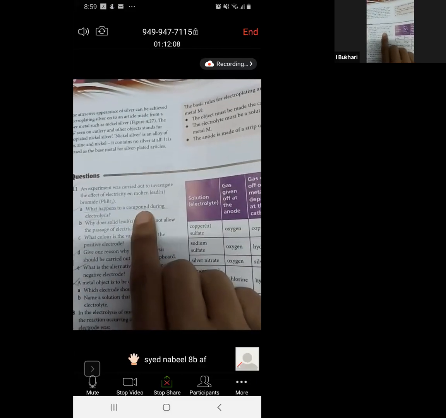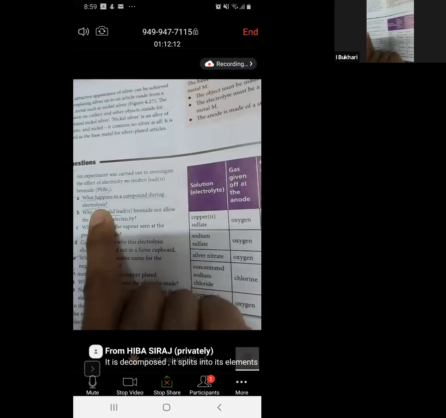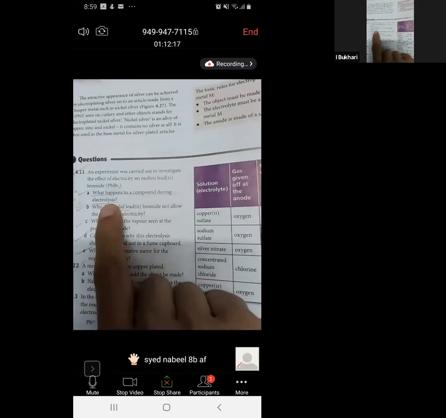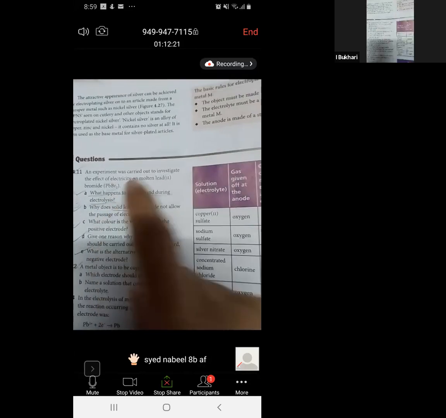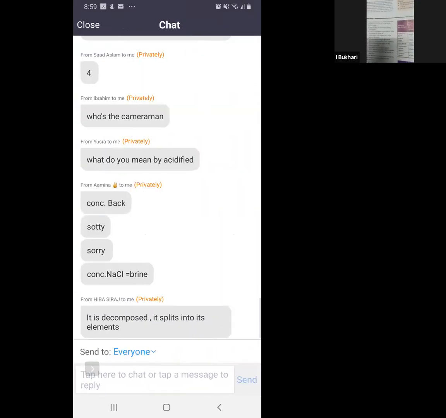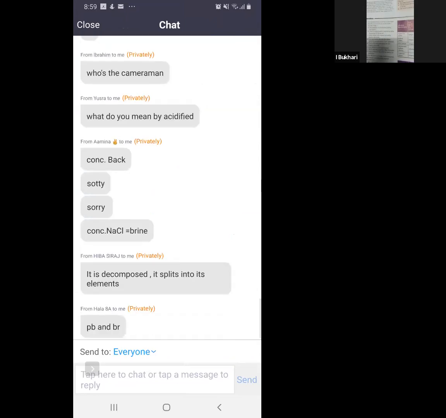What happens to a compound during electrolysis? Yes, very good job, Hiba. Yes, it is decomposed. It splits into its elements, which will be what? In this case, give me their formula in the chat window. It splits into its elements. Can you give me in what form?